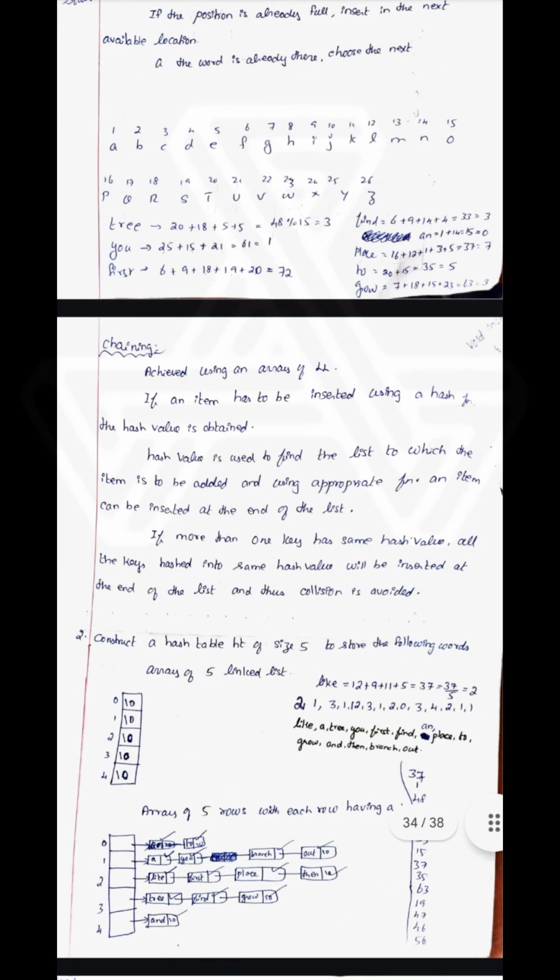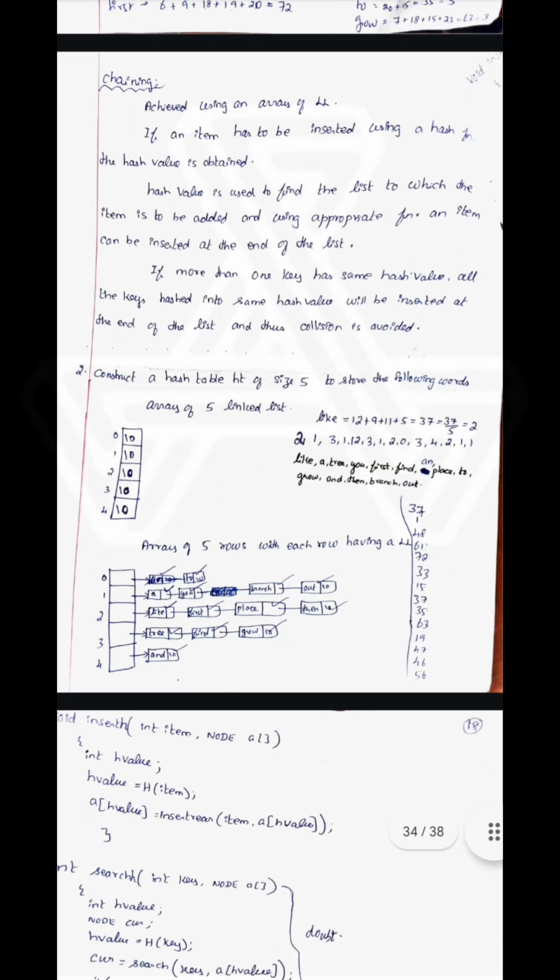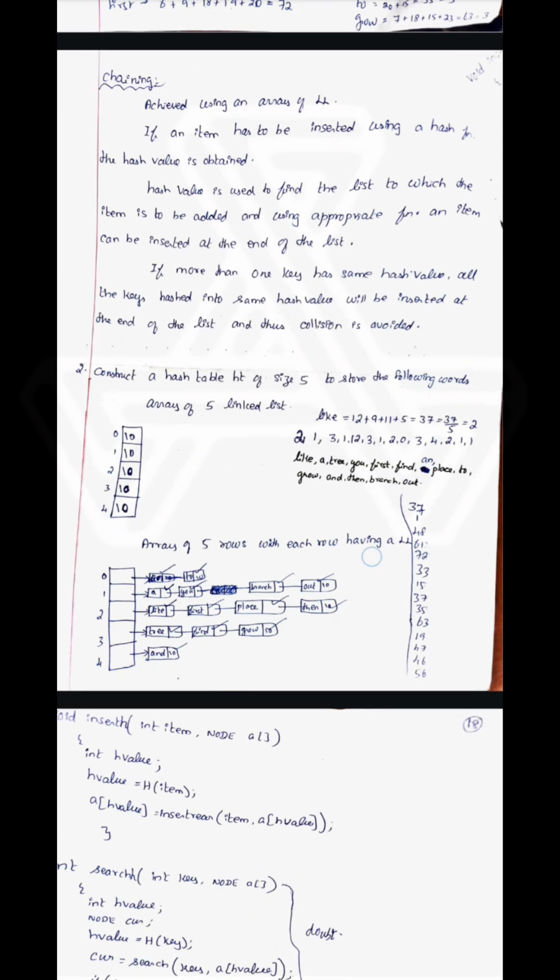Chaining is achieved using an array of linked lists. If an item has to be inserted using the hash function, the hash value is obtained. The hash value is used to find the list to which the item is to be added, and using the appropriate function, the item can be inserted at the end of the list. If more than one key has the same hash value, all the keys hashed to the same hash value will be inserted at the end of the list, and thus collision is avoided.